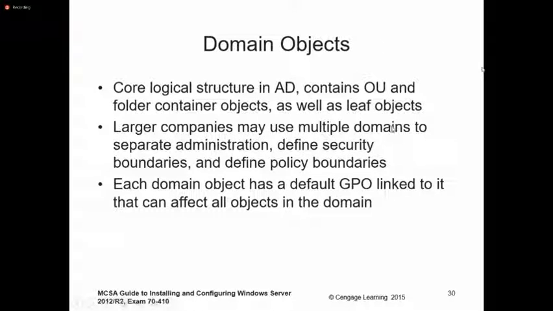Okay. So larger companies may use multiple domains to separate administration. This is what I said earlier. If larger companies have sub companies under them with separate administration, one example I told you earlier is that these large companies buy these smaller companies, right? If the smaller companies are making a big profit, these larger companies will try to buy them, right?